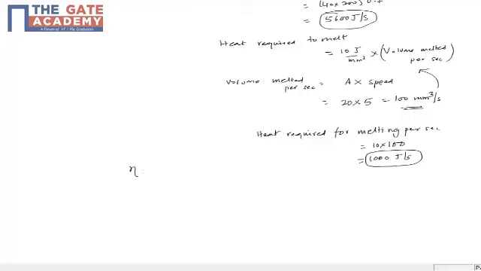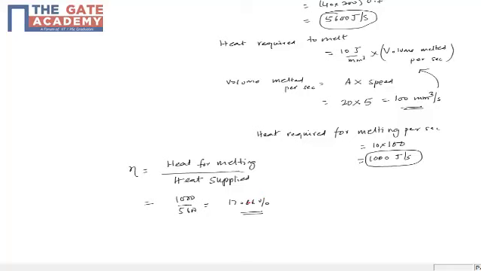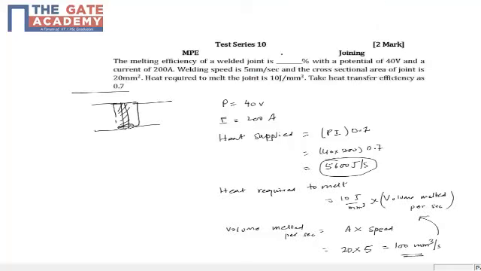So the efficiency is the heat required for melting divided by the heat supplied, or heat available from the source. So this is 1000 by 5600, and this comes out to be 17.86%. So 17.86% is the answer. That ratio of the heat required for melting to the heat available is the melting efficiency. So this is the answer.